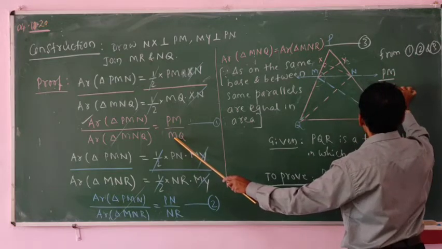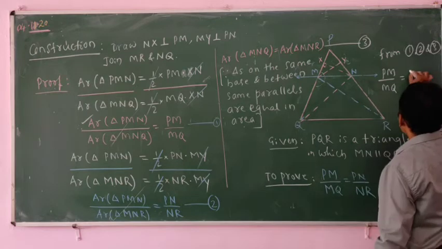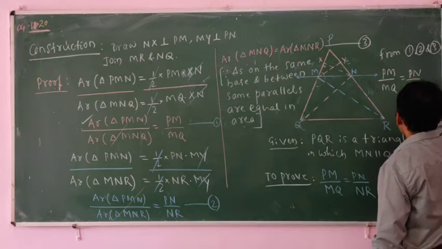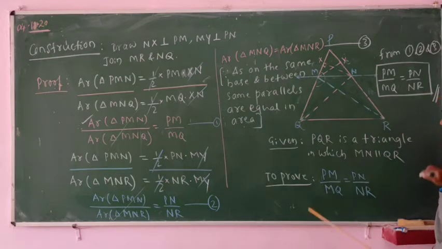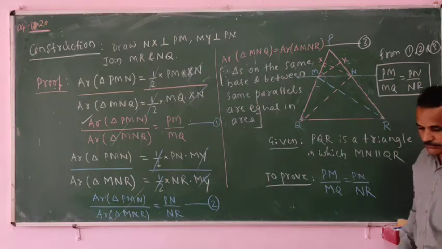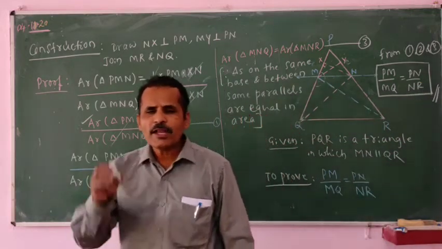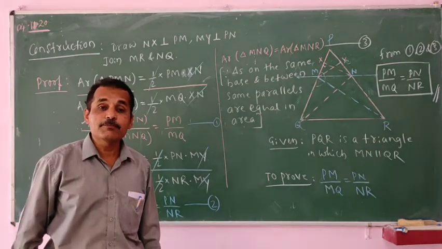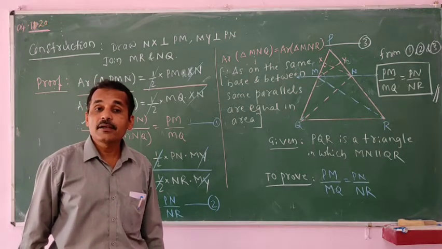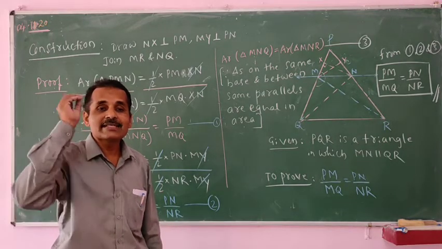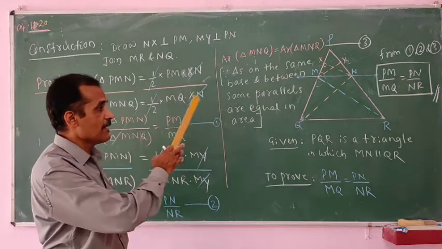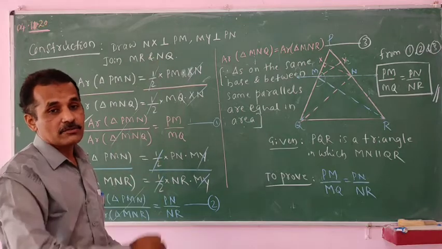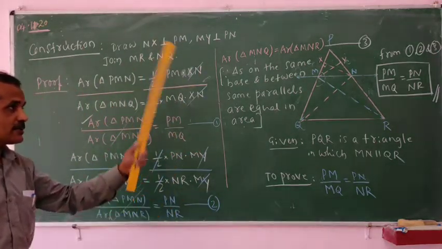And from 1, 2 and 3, I can write PM by MQ is equal to PN by NR. That is the end of the theorem. Very, very important theorem, my children. Most important from the examination point of view, many times in the board examinations this theorem is asked. So, practice it.